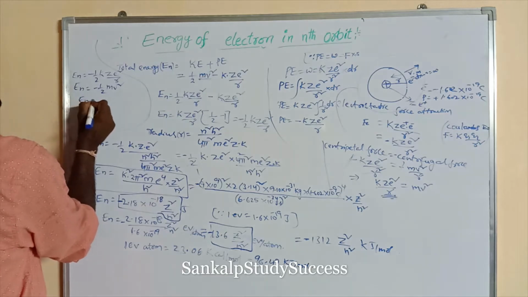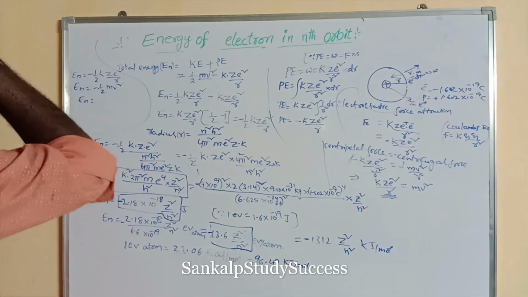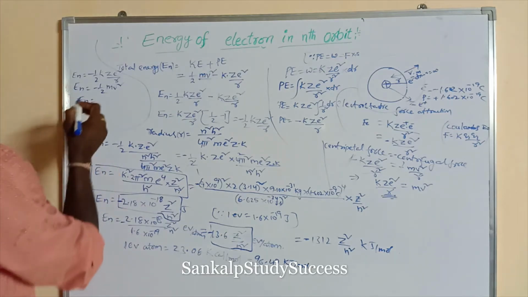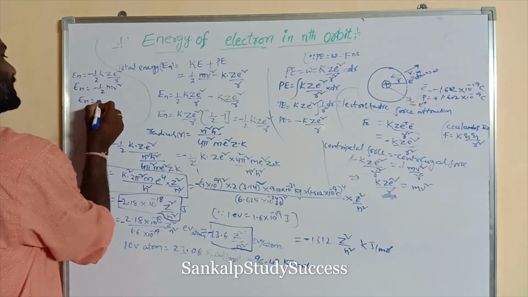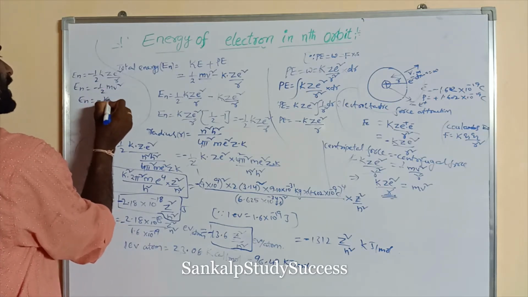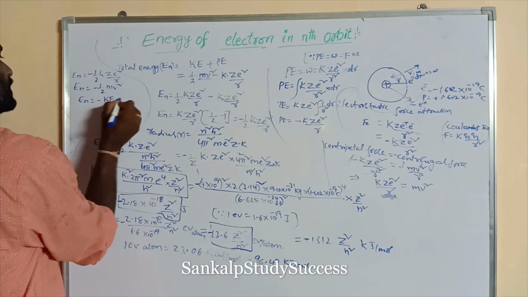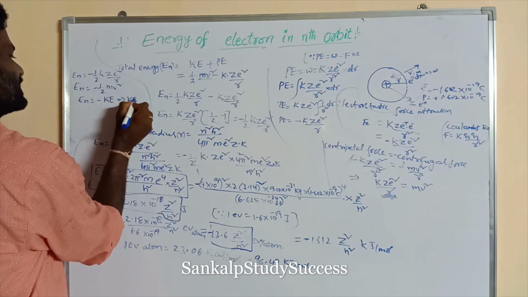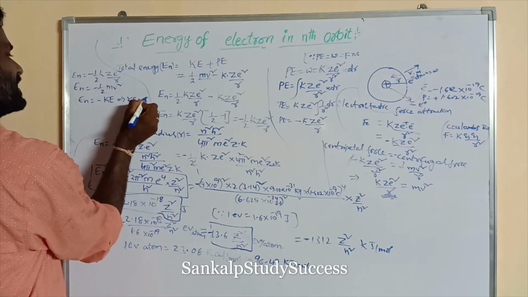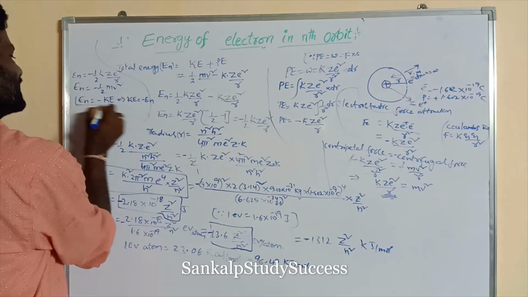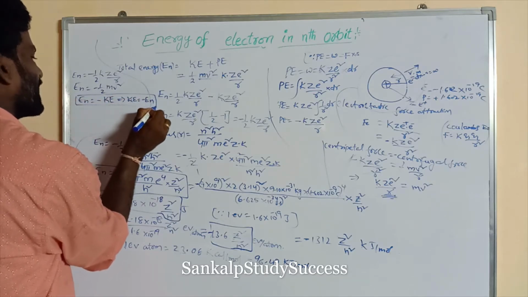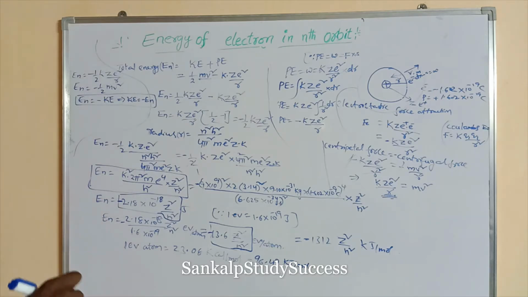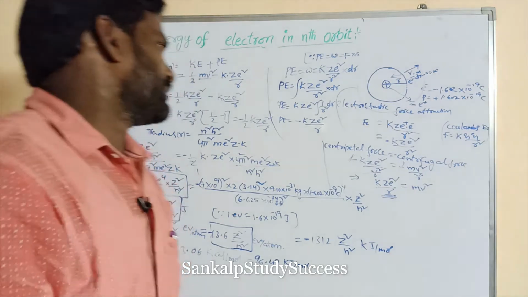So En is equal to the total energy of the electron in the nth orbit. We know that half mv square is the formula of kinetic energy. Therefore, kinetic energy KE is equal to minus En. So this is the relation between kinetic energy and total energy of the electron in the nth orbit.